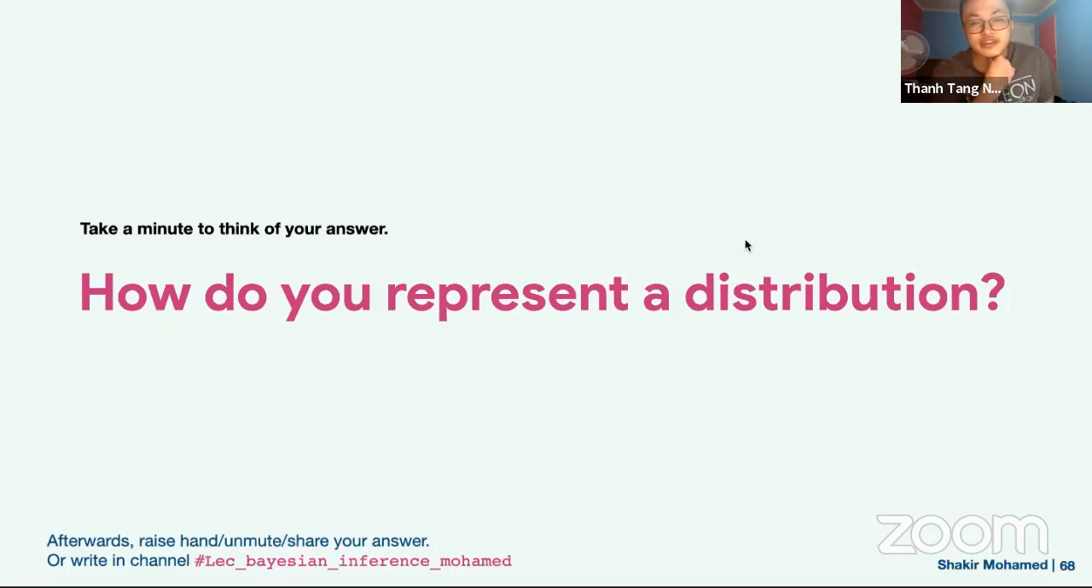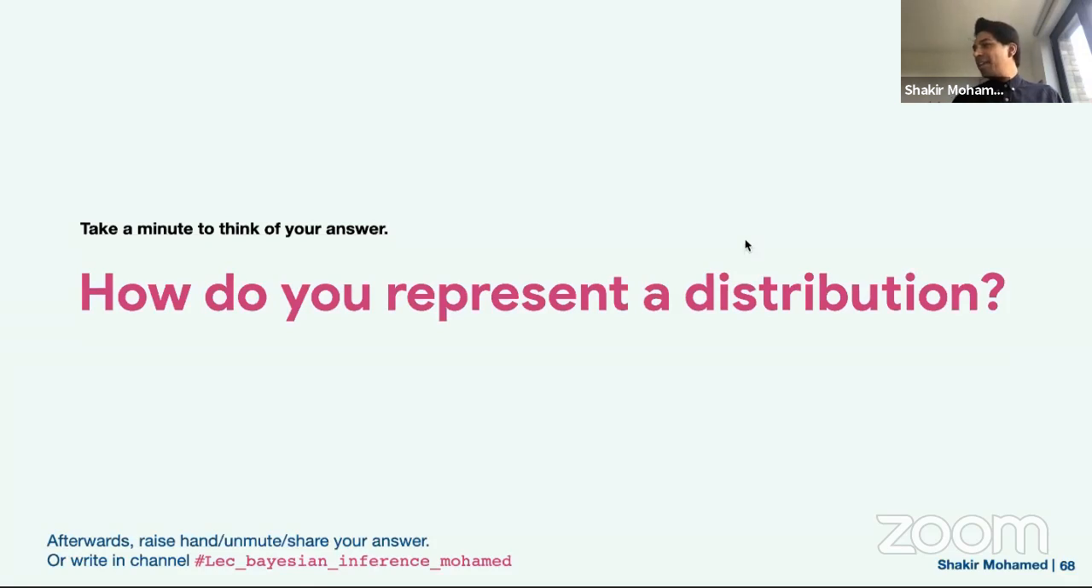We can represent a distribution by, say, a closed form formula if we have closed form, or if we don't, we can represent by a set of subsets, like approximation. Mm-hmm. Great. I think those are two very good answers, and we looked at some of those yesterday. Closed form through conjugacy and also through approximation like the Laplace method.